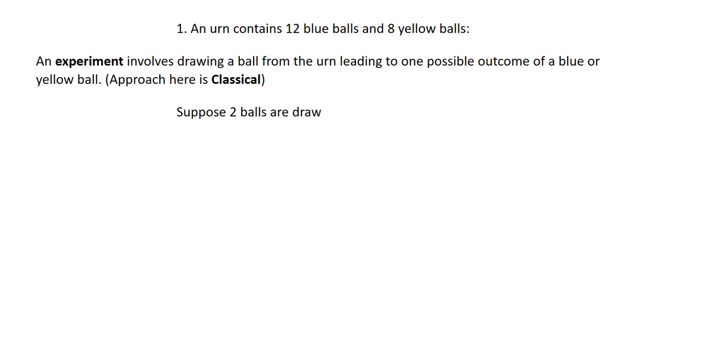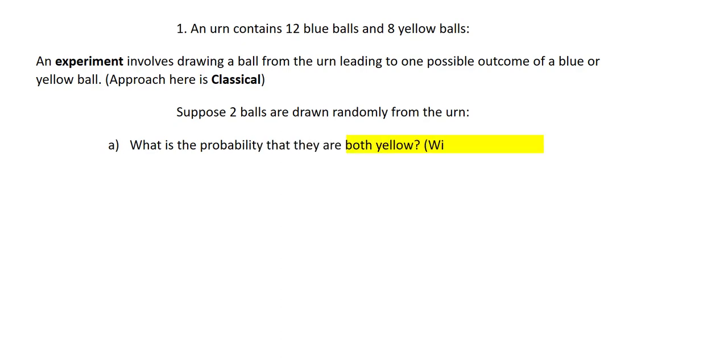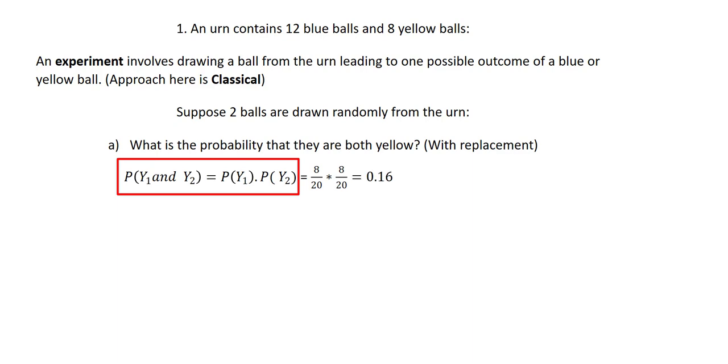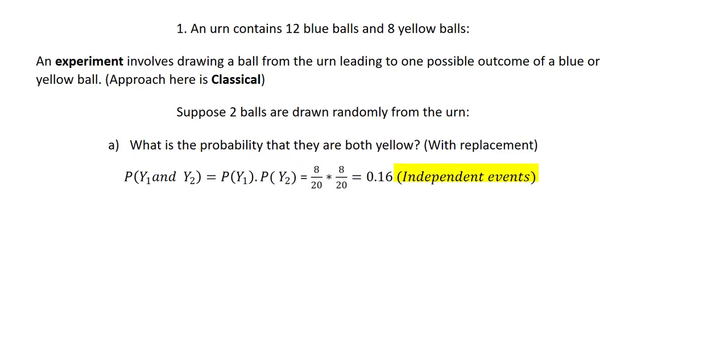Now, suppose two balls are drawn randomly from this urn. What is the probability that they are both yellow? Let's assume this is done with replacement. To compute this probability, we want the probability of the first ball yellow and the second yellow. So this will be an example of independent events because each time a ball is drawn, it is put back.